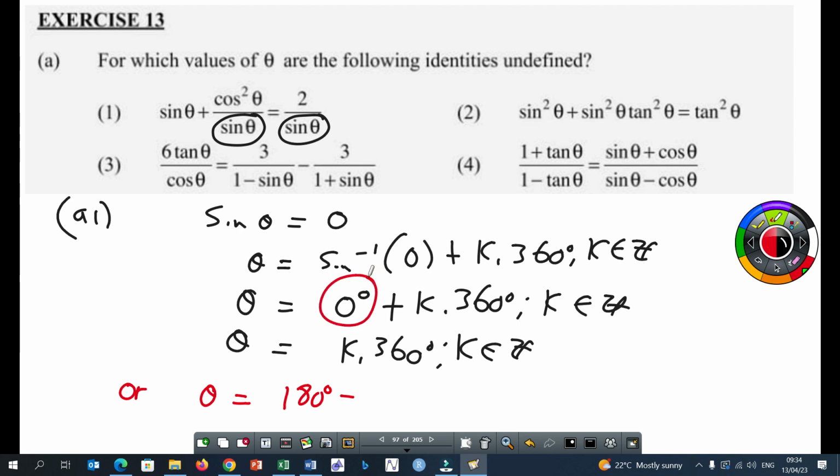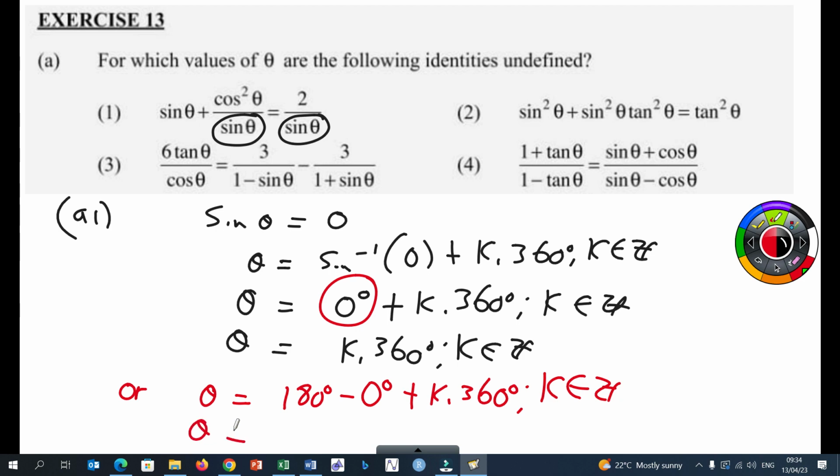Our reference angle is that. Remember, that's the reference. The value you get from your calculator, that's your reference angle. That's why you don't have to write it down, because you have it in your calculator. Minus 0 degrees plus k times 360, where k is an integer. So you get the second general solution as 180 plus k times 360, where k is an element of Z.